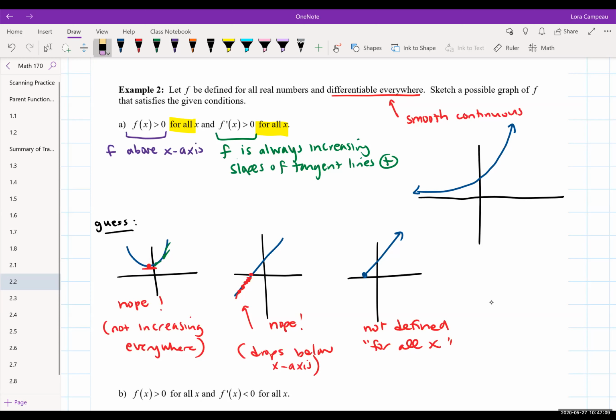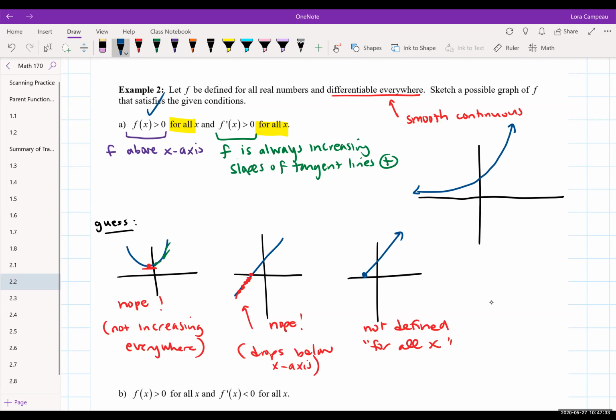And so, at this stage in my math life, I kind of know what works because I've seen different functions and I'm more comfortable with it. So just kind of give yourself time on this. But this would be a case that works because your function is always above the x-axis.